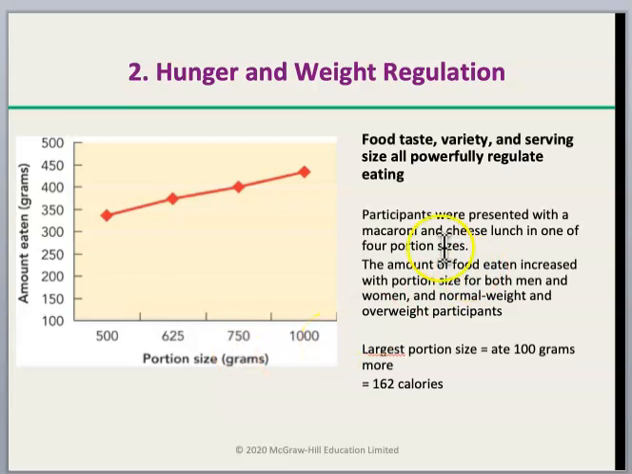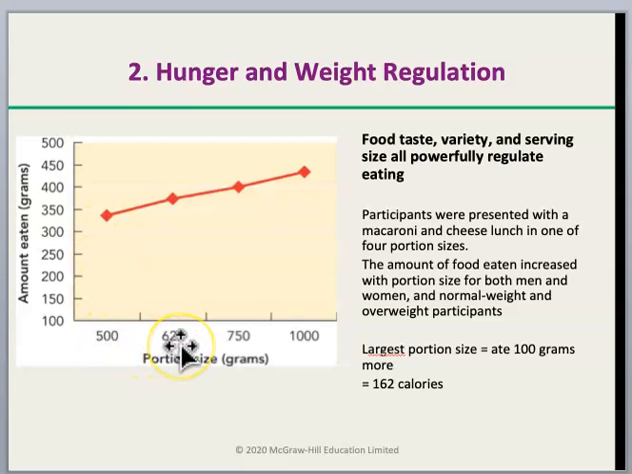And they're big plates of macaroni and cheese. And they give these different sized portions to the people. I'm sure they were in different rooms where they couldn't see each other, although that's not stated, but anyways, I'm sure they were. So what they found is that people who had a plate of 500 grams of macaroni and cheese ate, say, 345 grams of the macaroni and cheese on average.